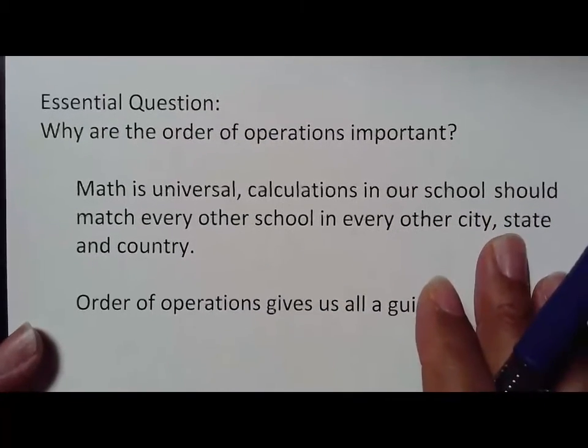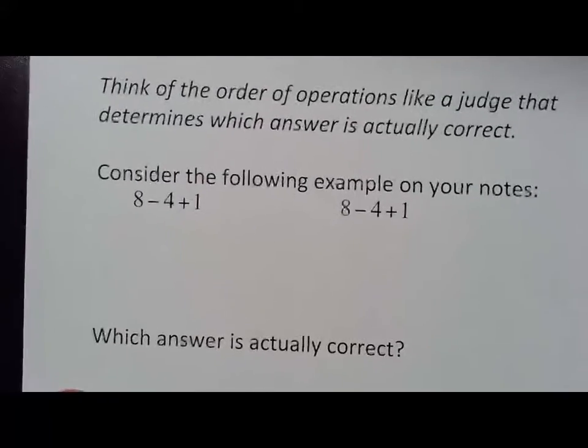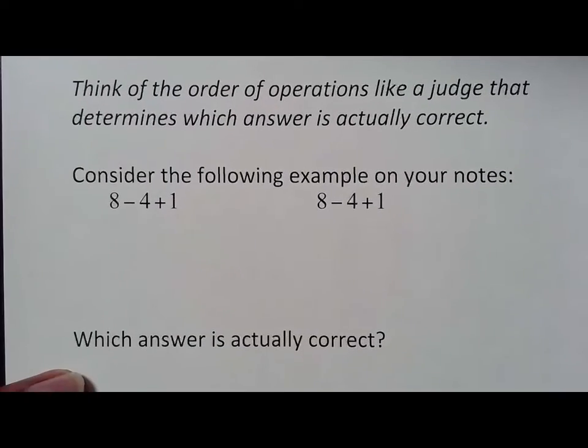The central question: why is the order of operations important? That's because math is universal, and calculations in our school should match every other school in every other city, state, and country. If someone works out a problem at Southeast High School, and someone else works it out in Beijing, and it's the same exact problem, we should both get the same exact answer. That is why the order of operations is important, because it's like a judge that determines which answer is actually correct.